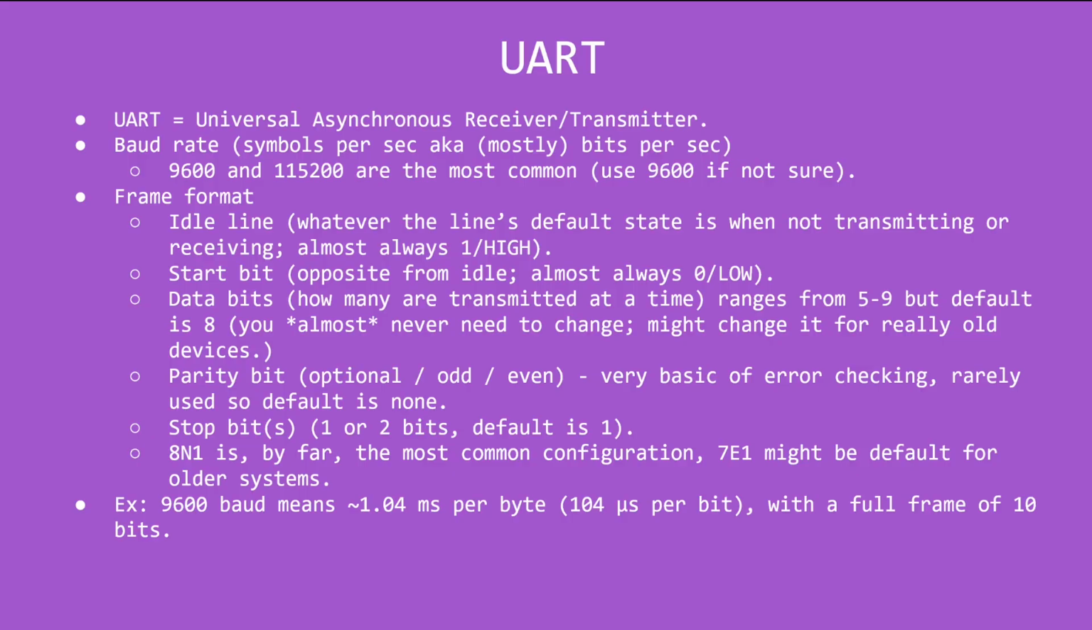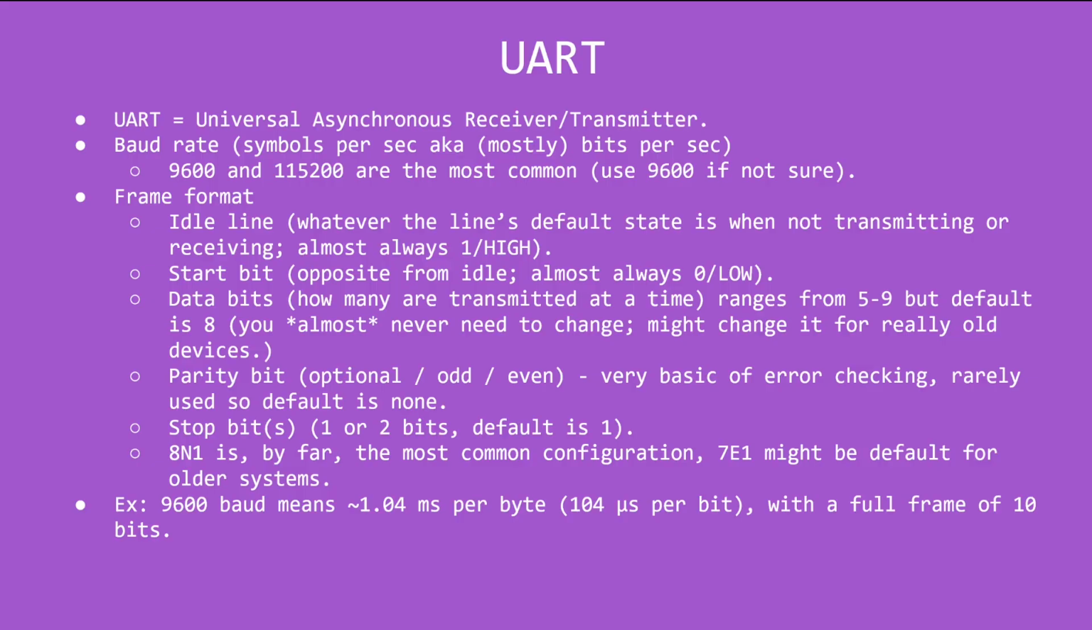Data bits: how many are transmitted at a time? It can range from 5 to 9, but in virtually every case, it's going to be 8. You may never need to change this, but if you got a hold of a really old device from the 70s, 80s, possibly, I can only think of one, maybe two instances in my entire life where it's been anything but 8. The parity bit is completely optional, but if you want, it can be odd or even. Very basic form of error checking. It's rarely used, so the default is none.